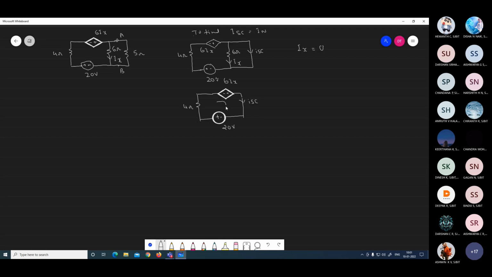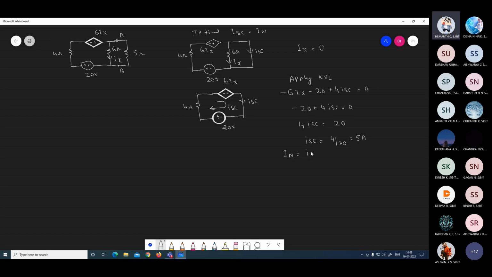It's given already as ISC. You can assume the loop current is the same as the ISC only. Then you can apply the KVL. Applying KVL: minus 6Ix minus 20 plus 4 ISC is equal to 0. Ix is 0, therefore it is minus 20 plus 4 ISC is equal to 0. Then 4 ISC is equal to 20. Therefore, short circuit current is equal to 20 by 4, that is 5 amps. This is the Norton's current.